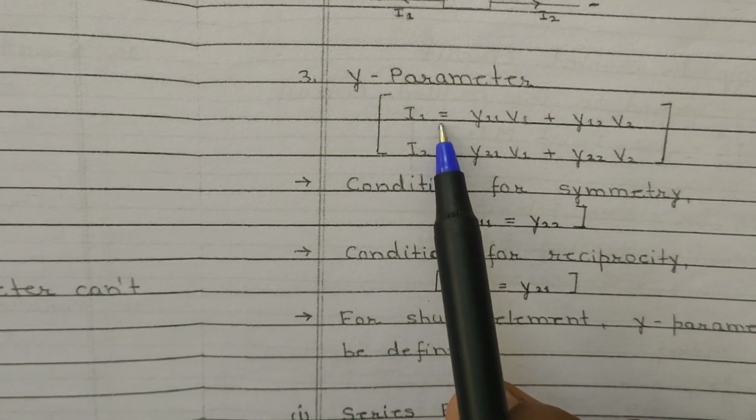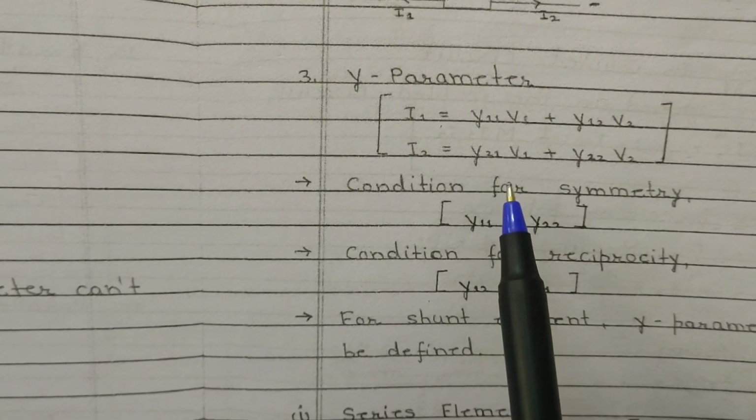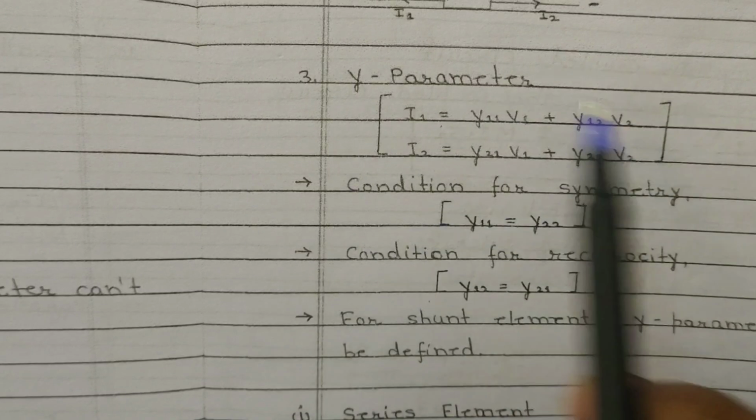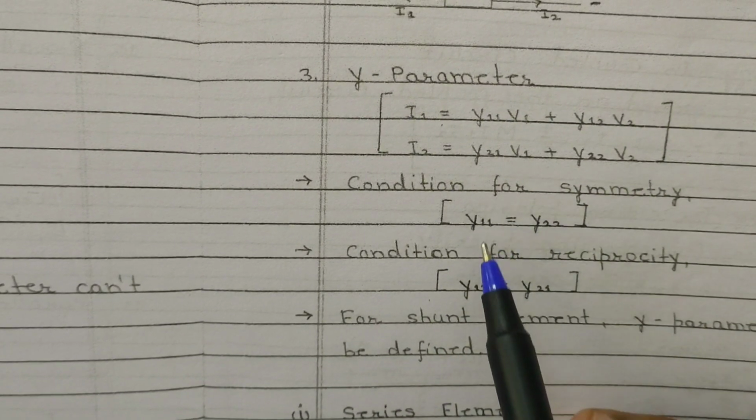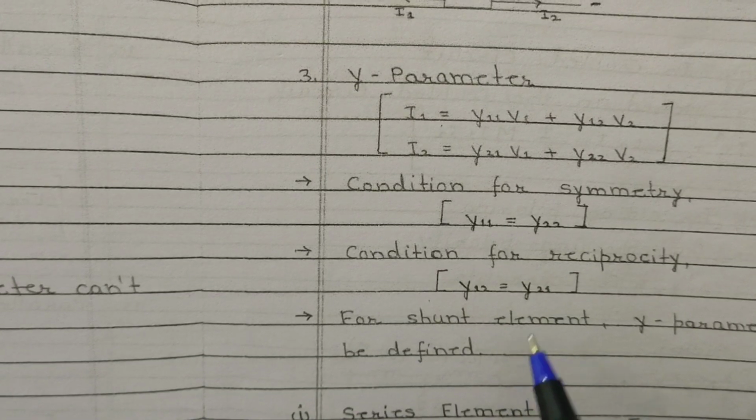Now we can see the Y parameters. I1 is equal to Y11 V1 plus Y12 V2. I2 is equal to Y21 V1 plus Y22 V2. Please remember these equations. For the condition for symmetry, the diagonal elements must be equal; for reciprocity, the off-diagonal elements must be equal.